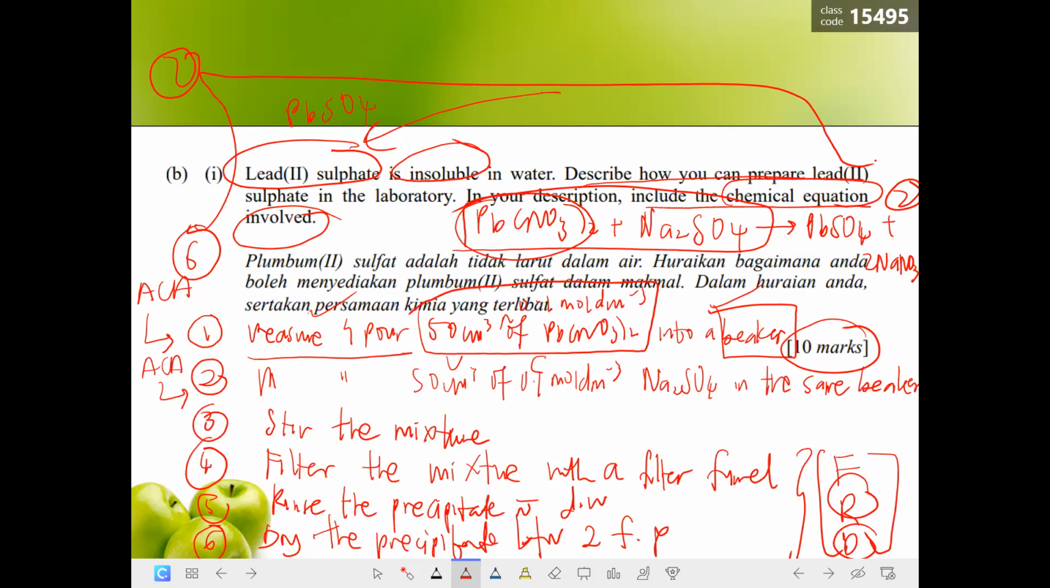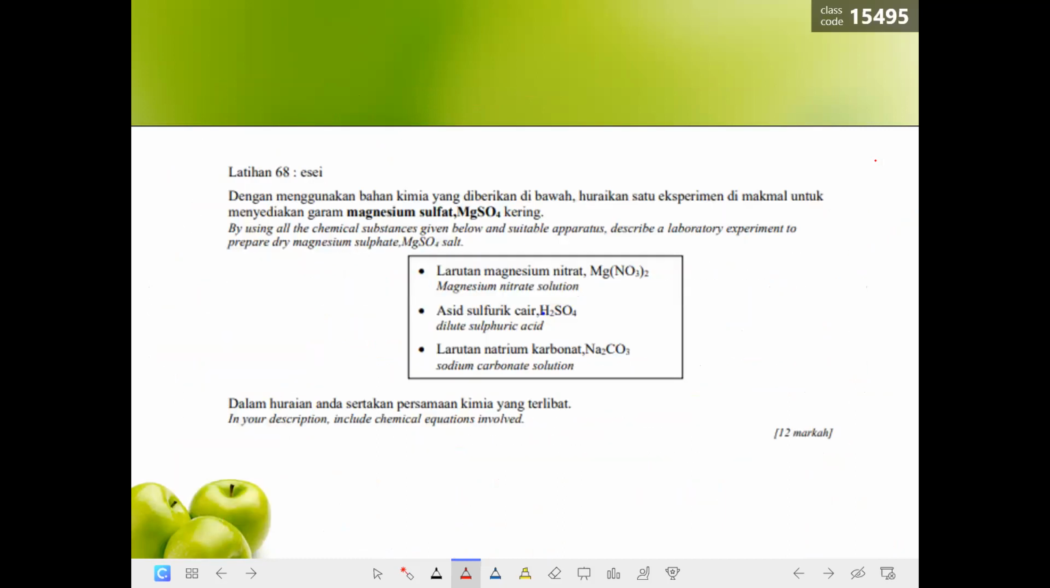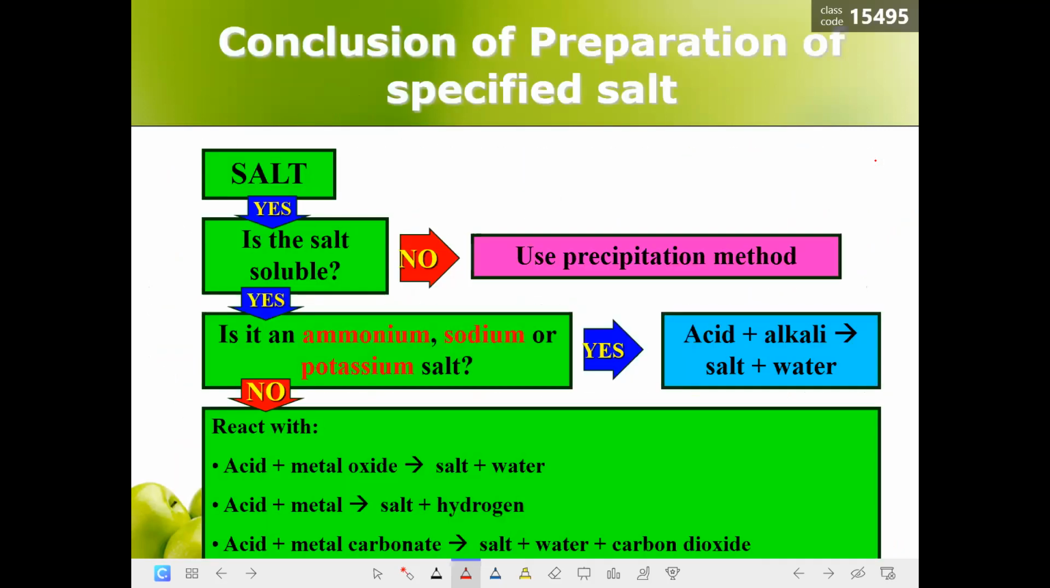Very, very easy. Insoluble salt is the easiest to score marks, because its steps are only 6. Equation 2 marks. Material 1 mark. Apparatus 1 mark. So you just have to keep on practicing. I have the marking scheme in here. You can go and practice on your own.